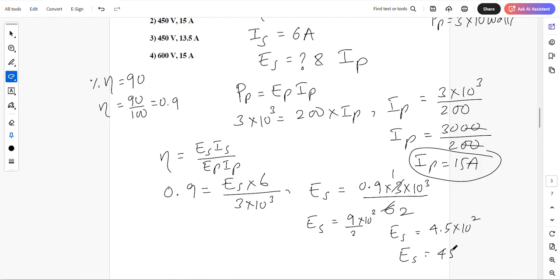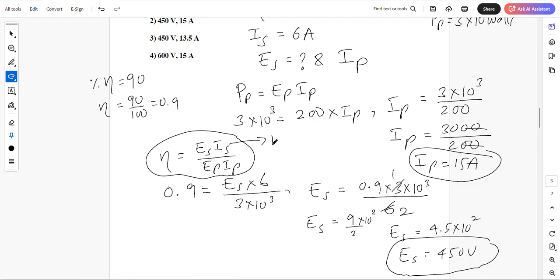Hope you have enjoyed this sum. This is very easy, based on only one formula. ES is equal to 450 volts. You know eta is equal to what? ES IS divided by EP IP, and you know what this is? This is PS, and this is PP. It's based on only one formula.